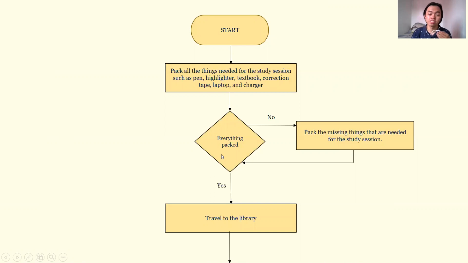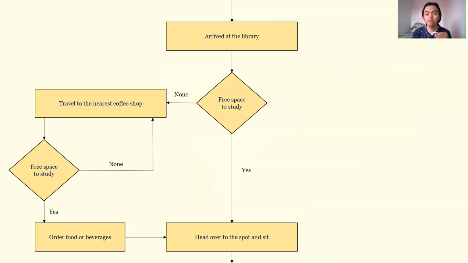When we arrive at the scenario where everything is packed already, the next action that I will do is travel to the library. There are different modes of traveling to the library, such as commuting or walking. Personally, I will walk to the library when I am in school since it is just near and it is easy to locate. The next action that I will do is arriving at the library. After arriving, I will ask myself, is there a free space to study?